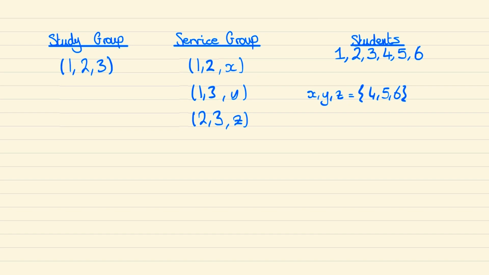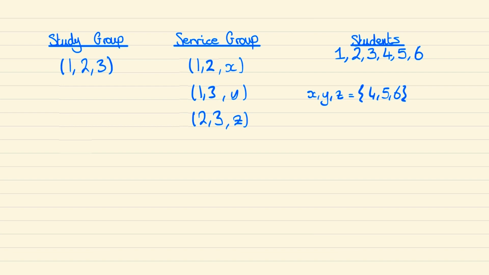In the first case, we can suppose that X, Y and Z are all the same. Suppose they were each 4. Then this would mean that there would be no space for students 5 and 6 to be part of the service group. If, say, 2 of these were equal, say X and Y were both 4 and Z were 5, then there'd be no space for student 6. In which case, each of X, Y and Z must be different.